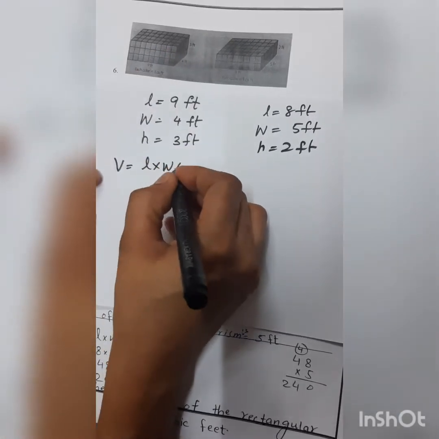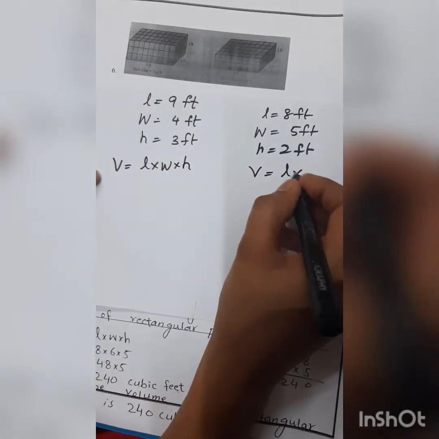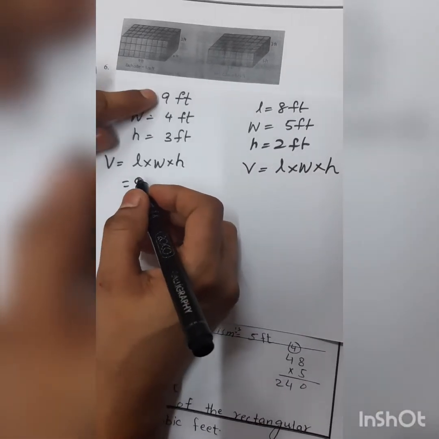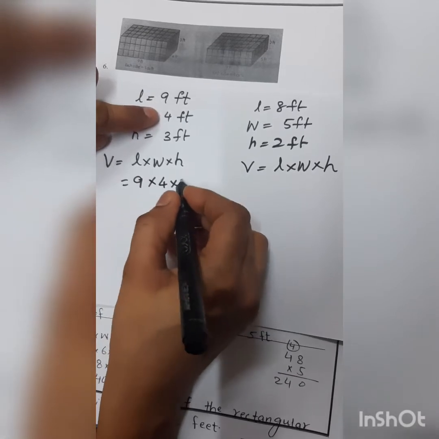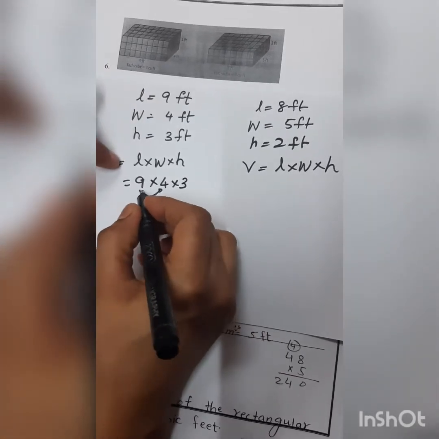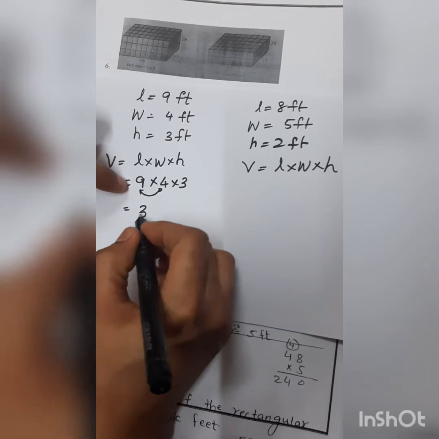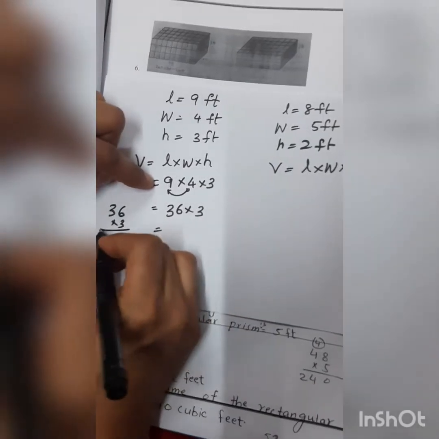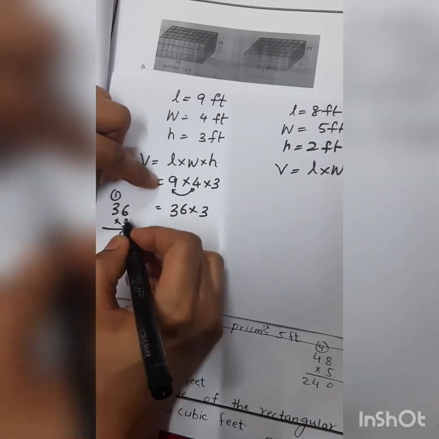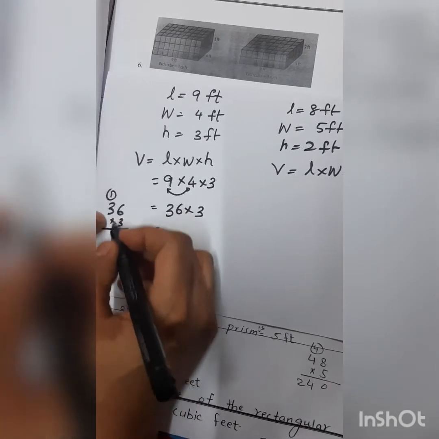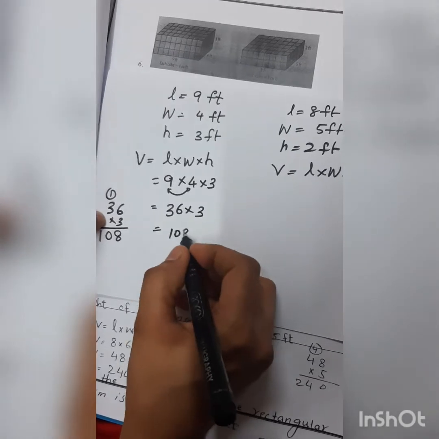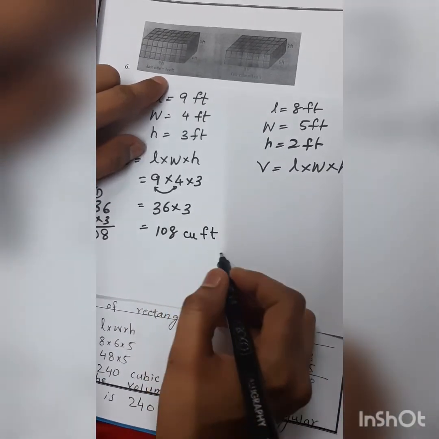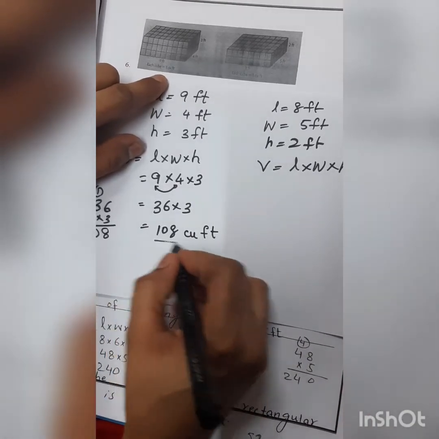Length into width into height. Volume is equal to length into width into height. Now I'm just putting in the values: 9 into 4 into 3. 9 times 4 will be 36. 36 times 3, I'm multiplying over here. 3 times 6 will be 18, carry 1. 3 times 3 is 9, add 1, it will be 10. 108 cubic feet. Don't forget to write the unit.